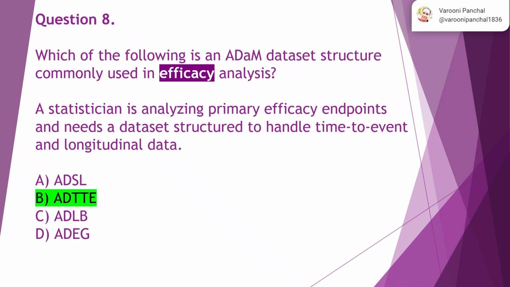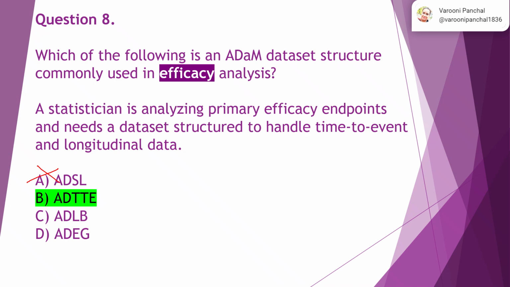A statistician is analyzing primary efficacy endpoints and needs a dataset structure to handle time to event and longitudinal data. Now, option A is ADSL. ADSL is a subject level dataset, which is one record per subject. So this is not the right answer. This is not an efficacy kind of data; it's demographic, exposure and disposition data that is captured.